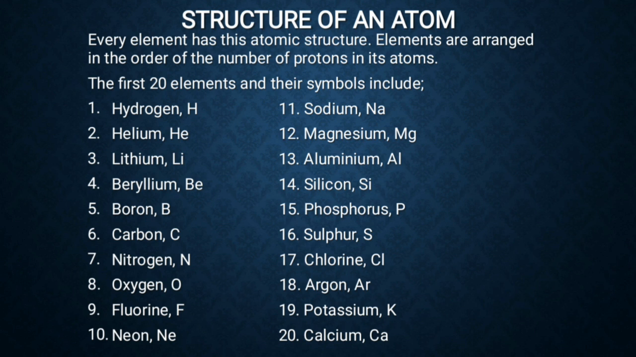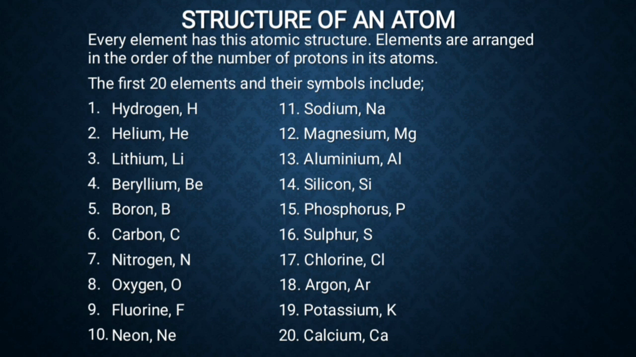So all of these elements are arranged in the order of the number of protons present in the nucleus of their atoms. All right, I want to believe that is clear. So beside each element is its symbol. So hydrogen is H, helium is He, lithium is Li, beryllium is Be, boron is B. Then you continue like that.